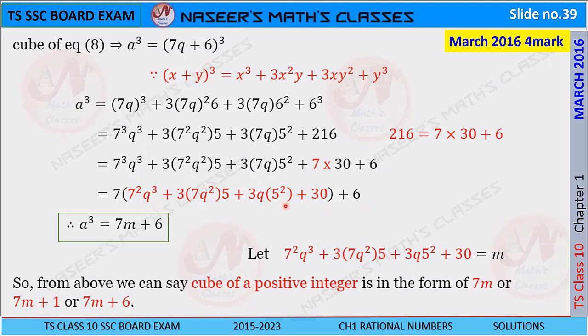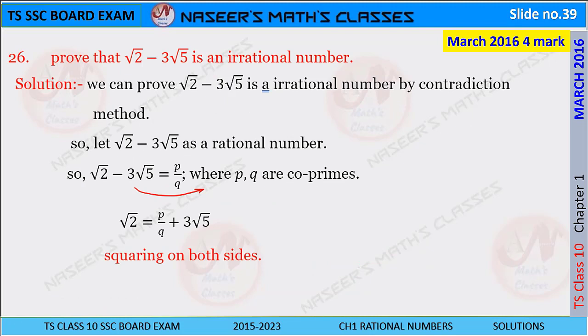Now let whatever is in this bracket be equal to m. Then we can write a cube is equal to 7m plus 6. So from above we can say cube of any positive integer is in the form of 7m or 7m plus 1 or 7m plus 6. We are going to solve 26th problem.